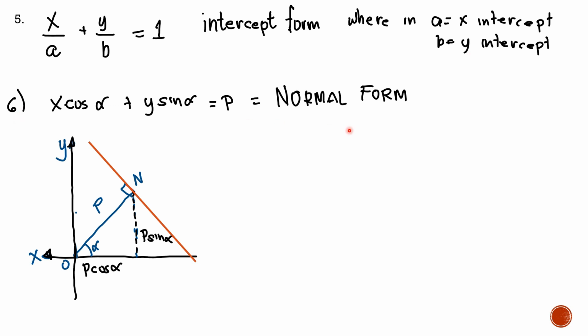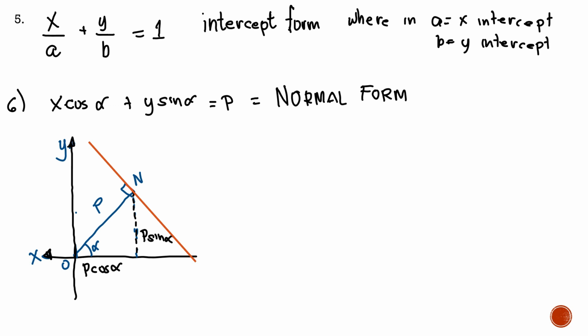Form number 6 is the normal form. x cosine of alpha plus y sine of alpha is equal to p. If we have this illustration here, this is the y-axis and this is the x-axis, and we have this line, and we want to draw a line that is perpendicular or normal to that line, and we call that line p, and we call this angle here alpha. We can say that this opposite side is p sine alpha, and this adjacent side is p cosine alpha.